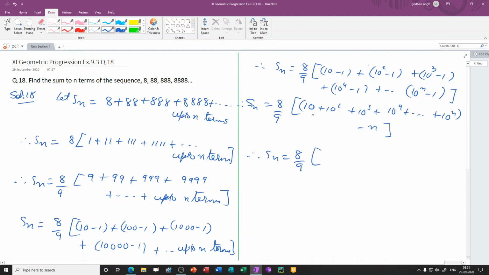We'll just apply here, because this is a GP, the sum to n terms of a GP. So what is the formula? A into r raised to n minus 1 over r minus 1. So what is A here? 10. What will be r? 10 square by 10, that is 10 again.